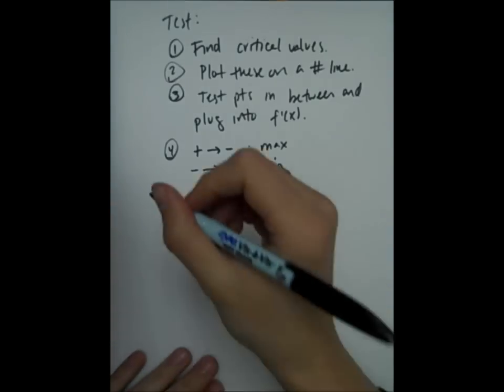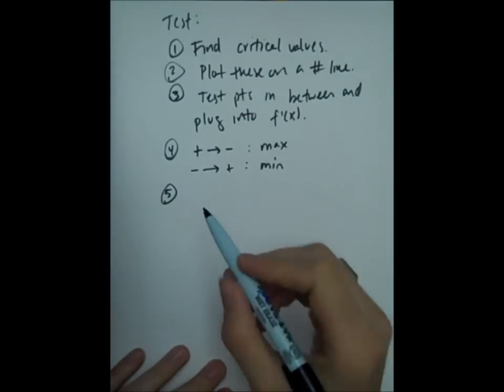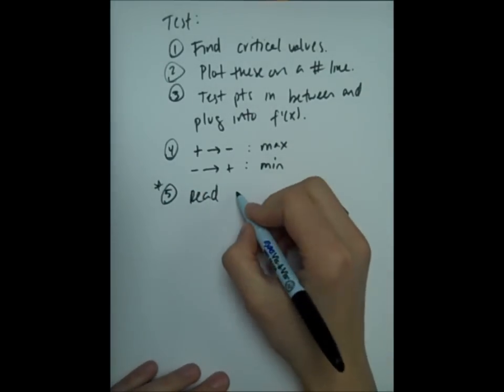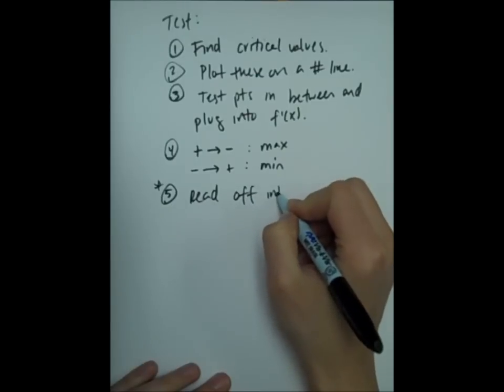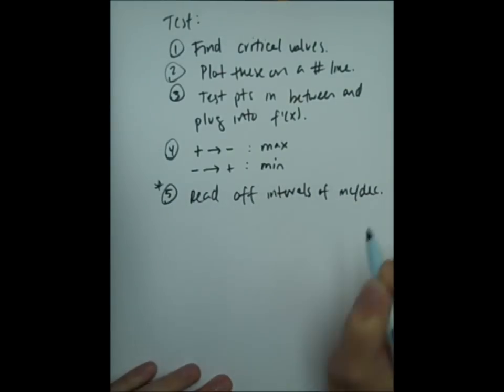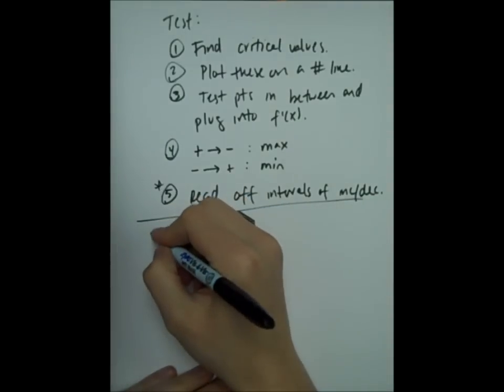So let's do an example. Well, one more thing I do want to say. You could also read off, if the question asks, intervals of increasing and decreasing from this number line. So this number line is going to be a big deal for us. It's going to tell us where local maximums and minimums occur. It's also going to tell us where we have intervals of increasing and decreasing. So this is going to be a lot, and we definitely want to understand how this works.